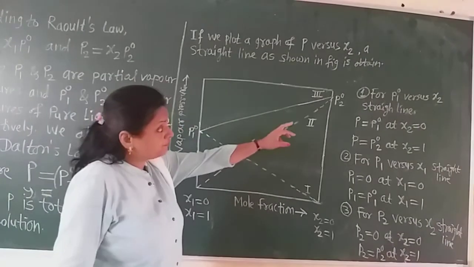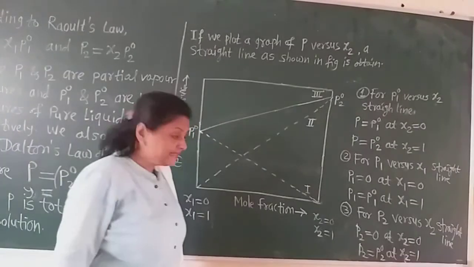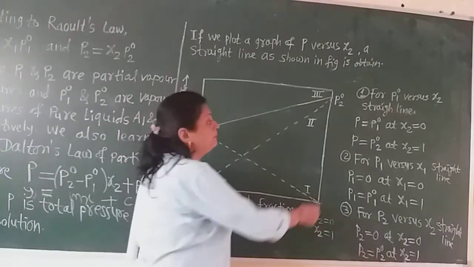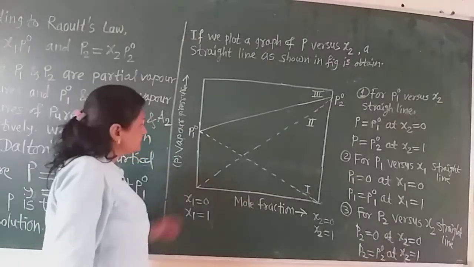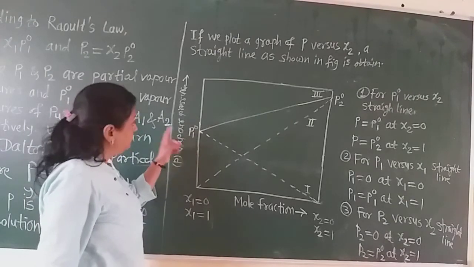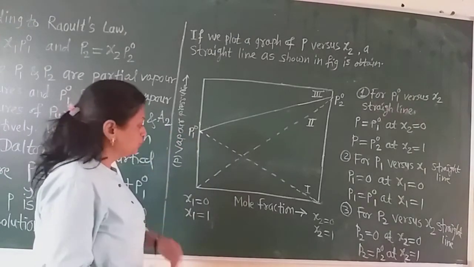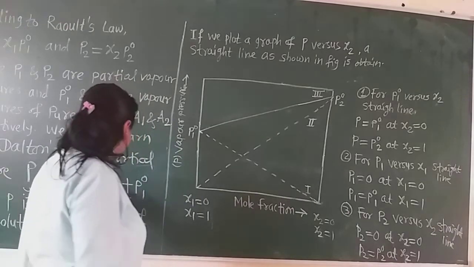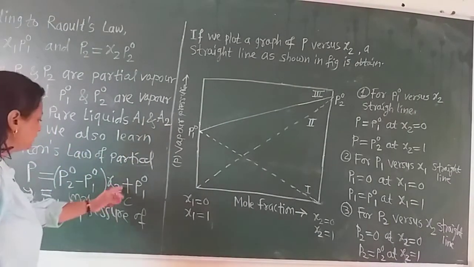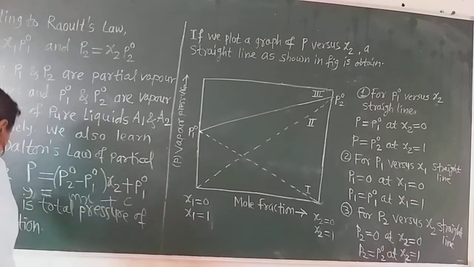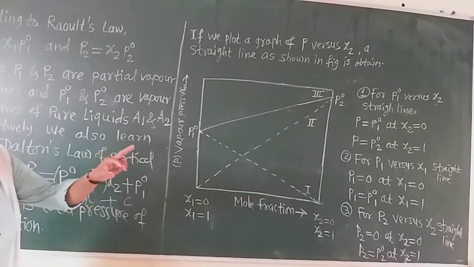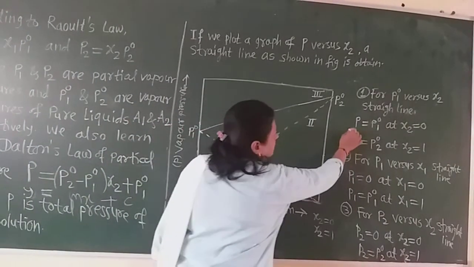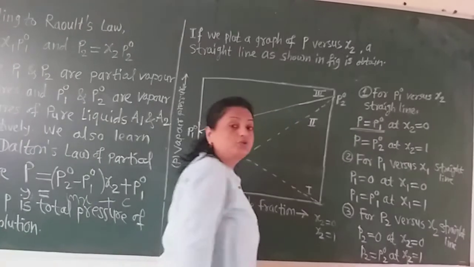For the first graph, P versus x2 is a straight line, and here P is equal to P01. P becomes P01 when x2 is equal to 0. At that time, if we substitute the value of x2 as 0, all these quantities become 0 and P is equal to P01.